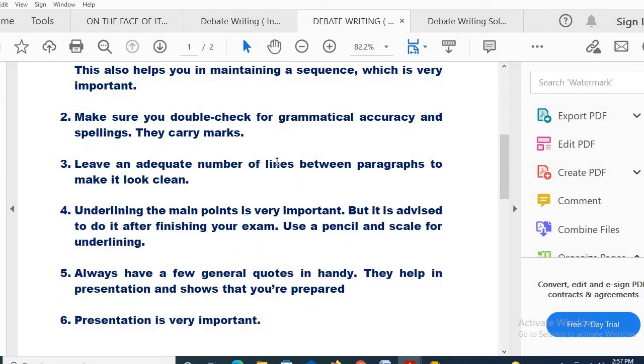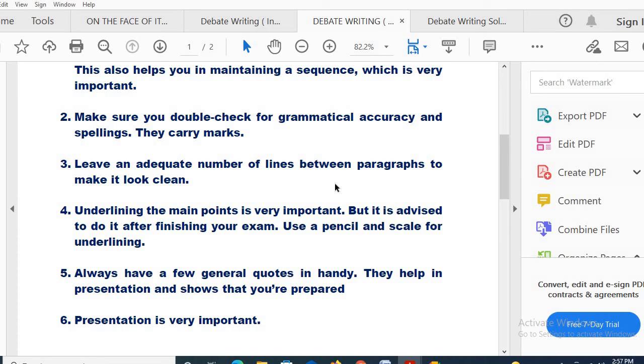Next one, make sure you double check for grammatical accuracy and spellings. They carry marks. If there are grammatical errors and if there are spelling mistakes, even if grammatical accuracy is there, then also marks will be deducted. So grammatical accuracy and spelling should be taken care of.